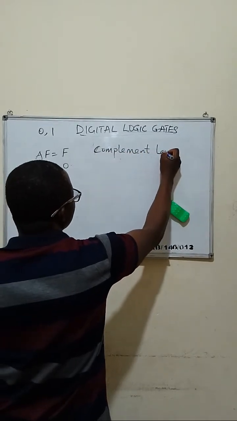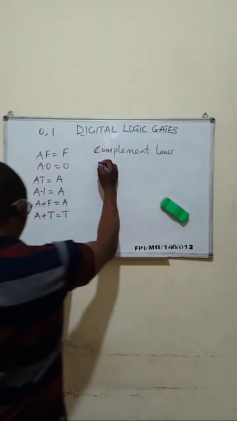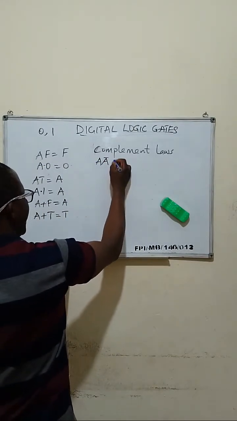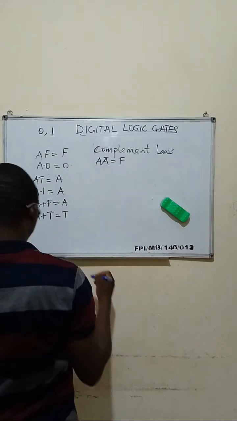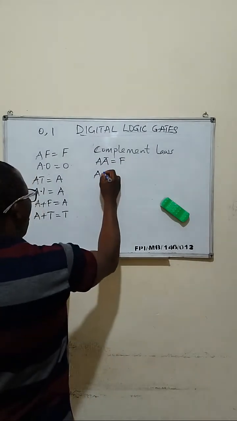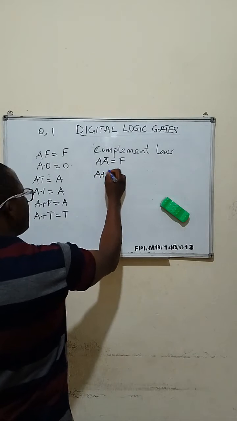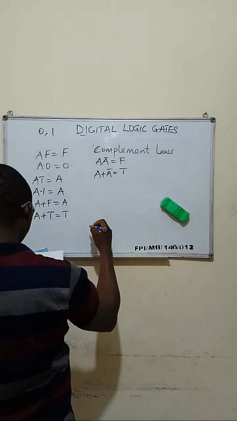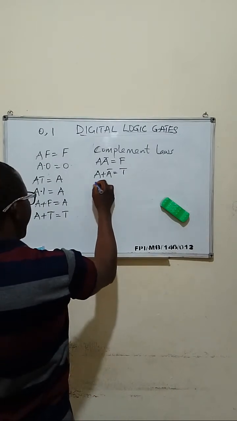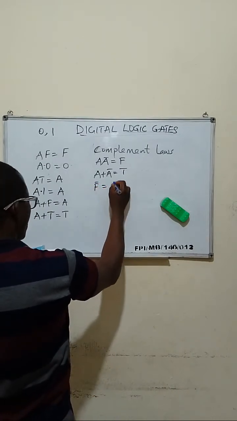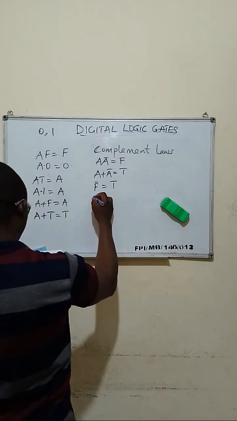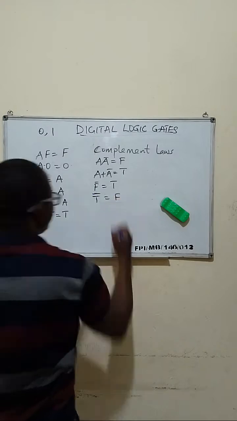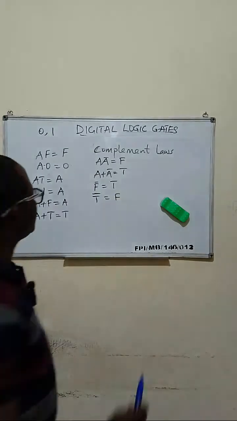Complement laws. We have that A AND A bar equals F. A OR A bar equals T. F bar equals T, and T bar equals F. What do we mean by this? So we need to explain this.